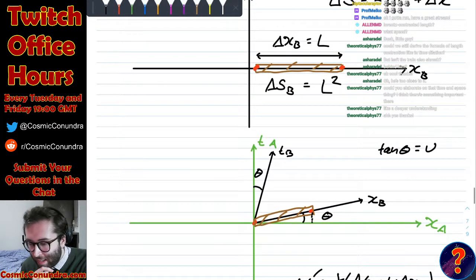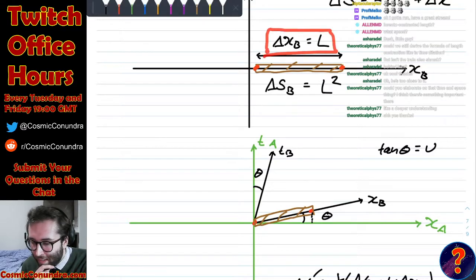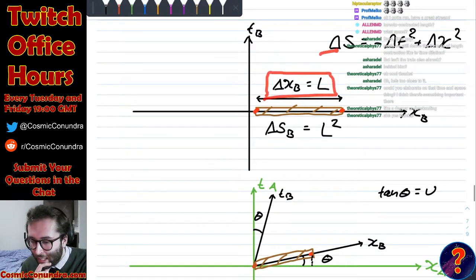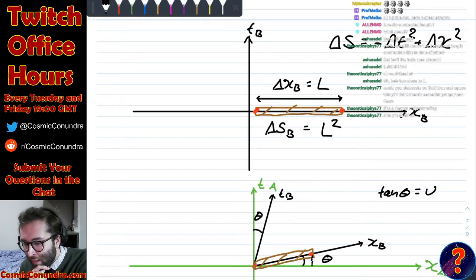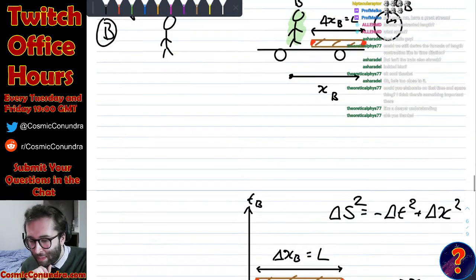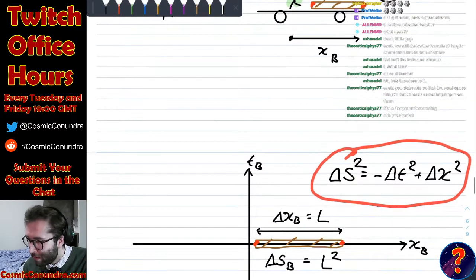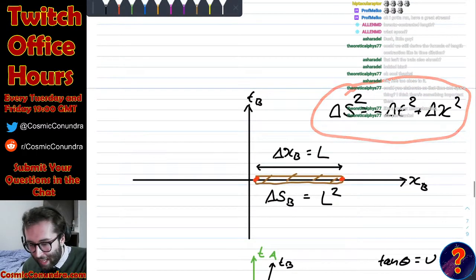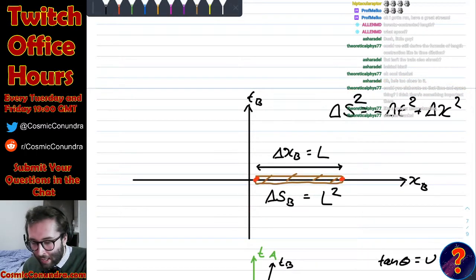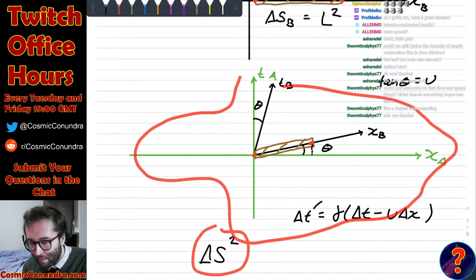So we calculated the space-time interval on this diagram as being purely due to this delta x component. The space-time interval is, oh, there should be a squared there. Instead of being just a normal Pythagorean distance, like delta x squared plus delta y squared, it has a minus sign in front of the time component. So we calculated it in this frame as L squared, and now we were just about to calculate delta s squared from person A's perspective.